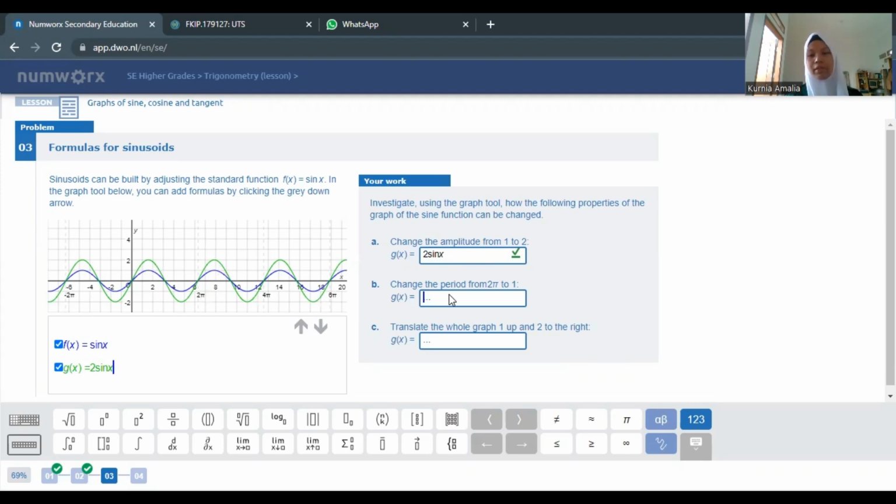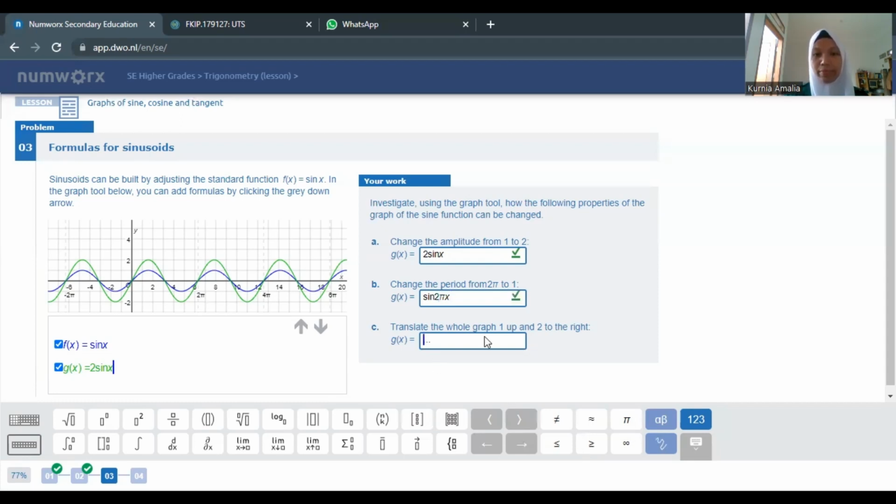And then we have to change the period from 2 pi to 1. The usual sine function has a period of 2 pi, so we want to change it to 1. You can divide 2 pi by 2 pi, so we get 1. So we can write the answer of the function as sin 2 pi x.